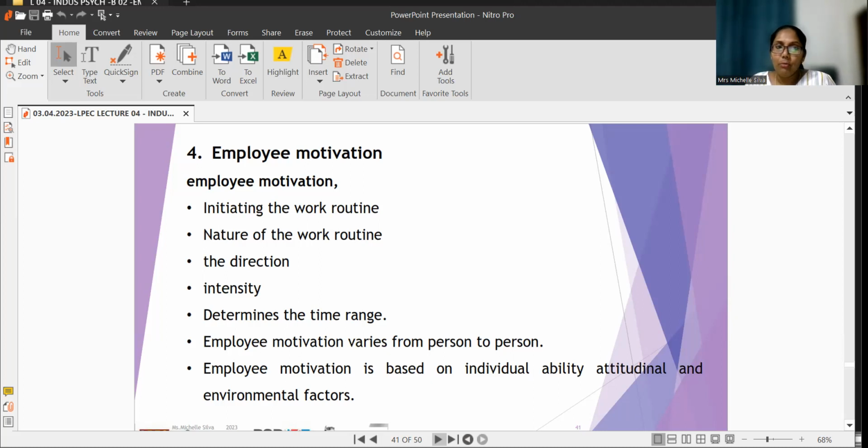So therefore, employee motivation is initiating the work routine. Especially, we require direction for the motivation. Direction means a purpose should be there. And intensity, write down the meaning of intensity: how hard a person tries to achieve the goal. So therefore direction is required, and working hard to achieve the goal is really important. And it determines the time range as well.